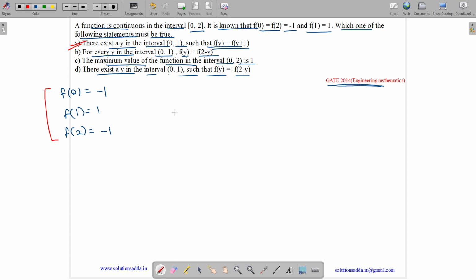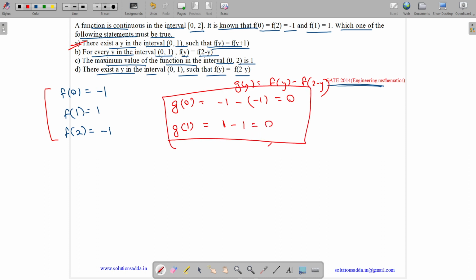If you do it by this method, then you will calculate g(0) and g(1). Let us assume g(y) is f(y) minus f(2-y). Then g(0) will be f(0), which is minus 1, minus f(2), which is minus 1. So it comes out to be 0. What is g(1)? g(1) is f(1), which is 1, minus f(1), which is 1. So here you can say both of them come out to be 0. So thus it is false.